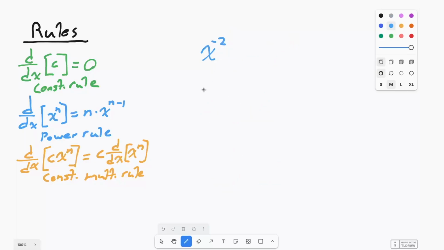Our power rule also works for negative exponents. So if we want to take the derivative of x to the negative 2, we just follow the power rule.